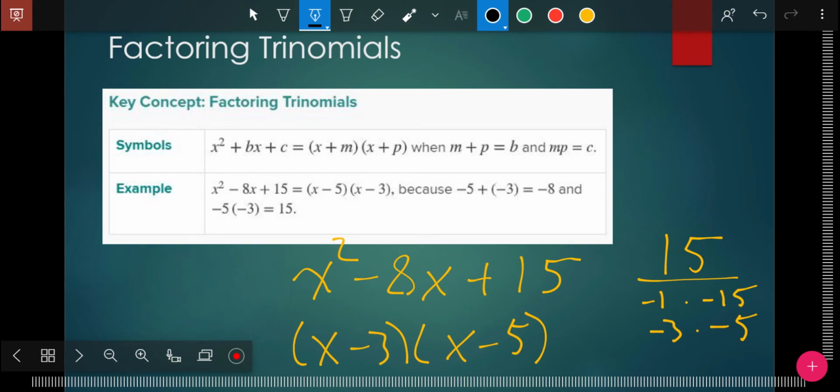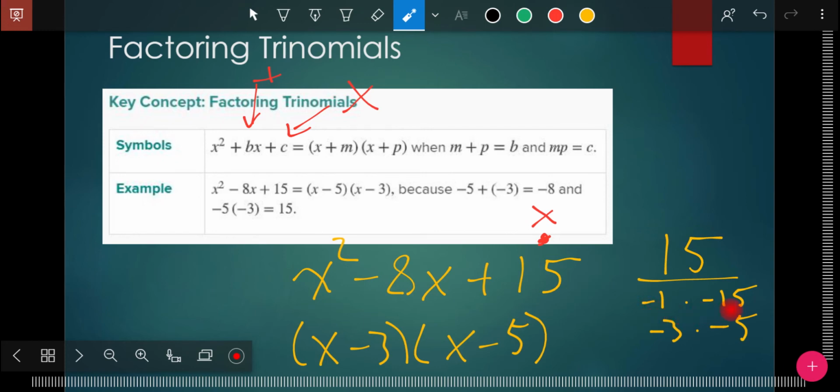Factoring a trinomial, hopefully this is review from your Algebra 1 class. You have to ask yourself what numbers multiply to make that last number, that end number, but add up or combine to make the middle number. For this one, what numbers multiply to make 15? Because it is plus 15, I know they're going to be the same, meaning they're both going to be positive or both going to be negative. Because this is plus and this is minus, I know they're both going to be negative.